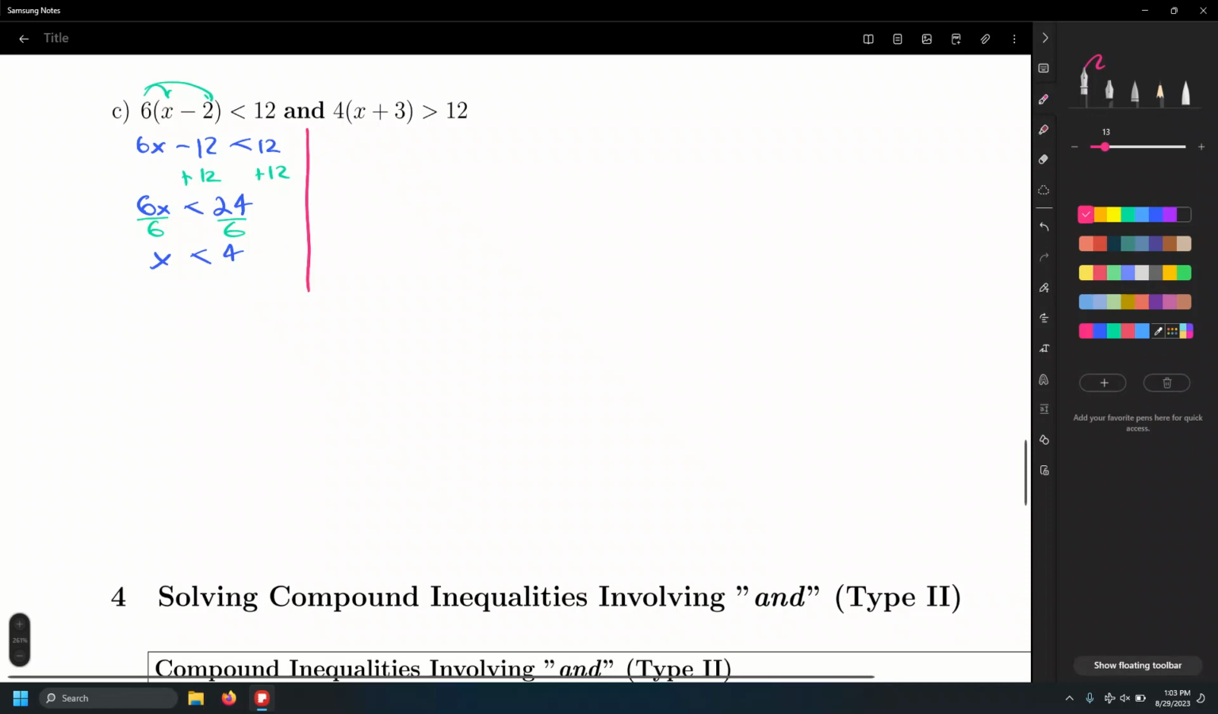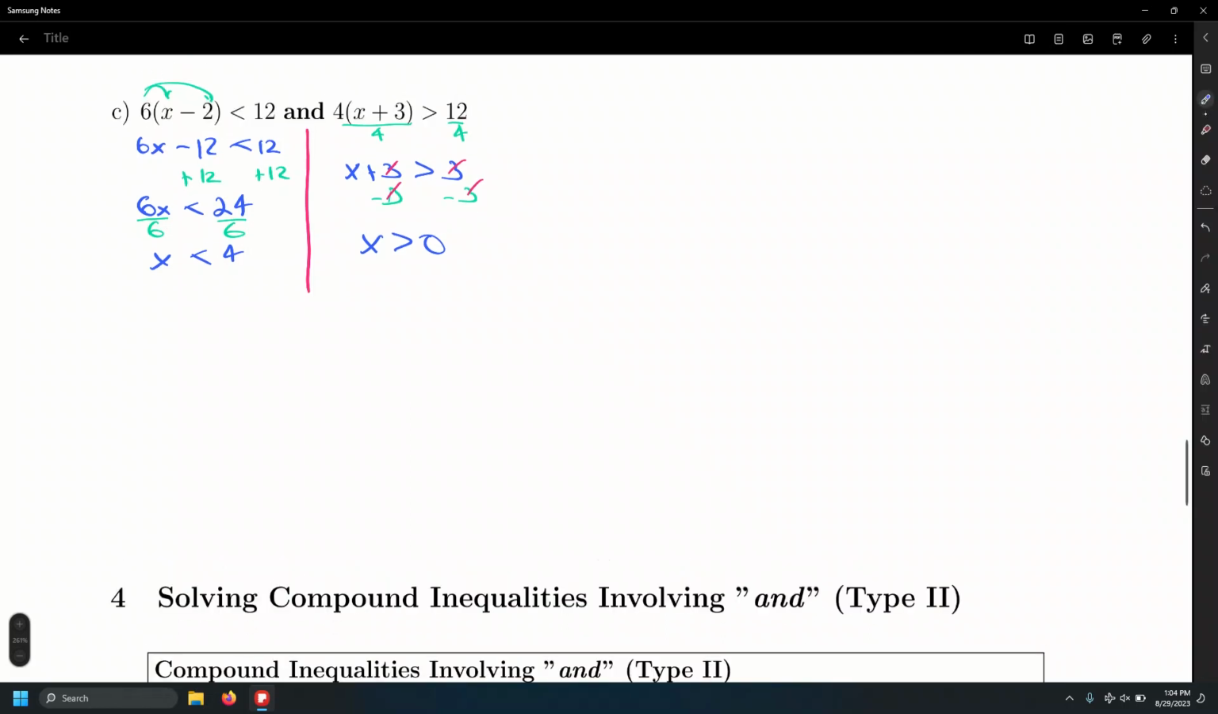Let's look at the second one. This time I'm going to divide both sides by 4, because distributing the 4 or dividing both sides can go evenly with the 12, and that's going to be x plus 3 greater than 3. Then subtract 3 from both sides to get the x by itself, and that's going to leave us with x greater than 0. Notice how all the 3's go away on both sides, leaving us with 0 on the right hand side.